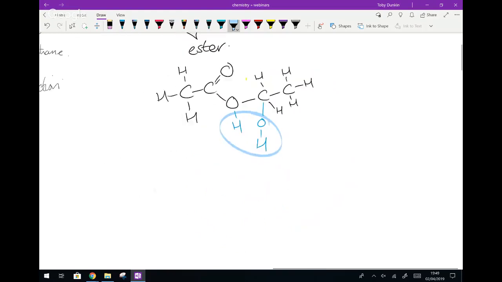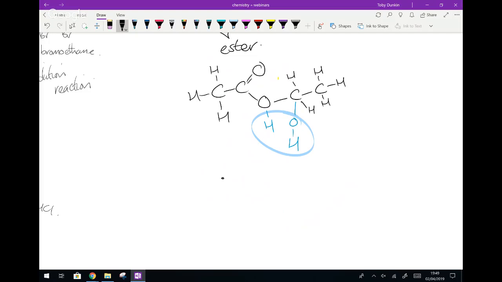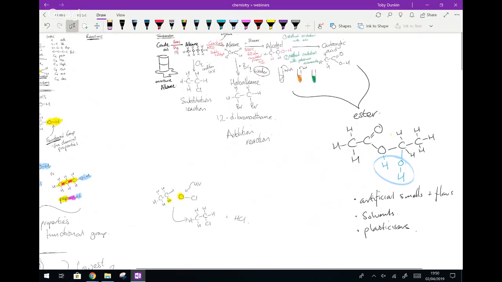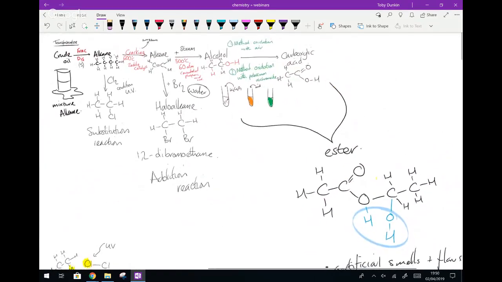Now esters, of course, properties of esters: they are used as artificial smells and flavorings. They are also solvents, super glue, and they are also plasticizers. They soften plastics. So nice use of esters. And that brings us to the end of our transformations. It's a very lovely picture when you actually start putting it all together into one.